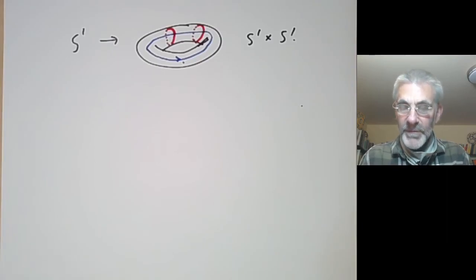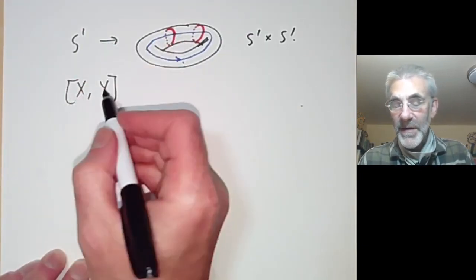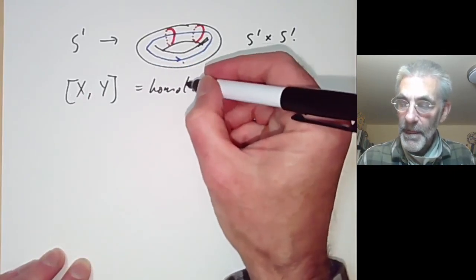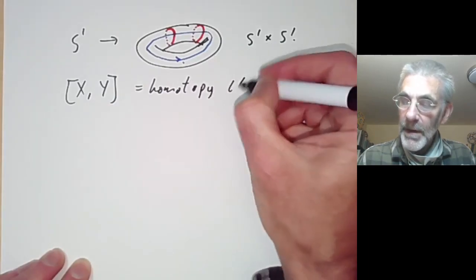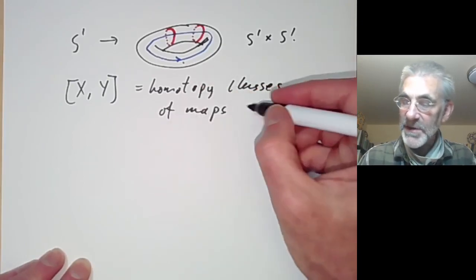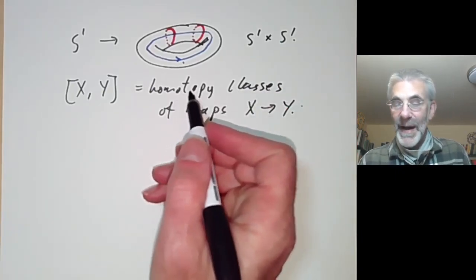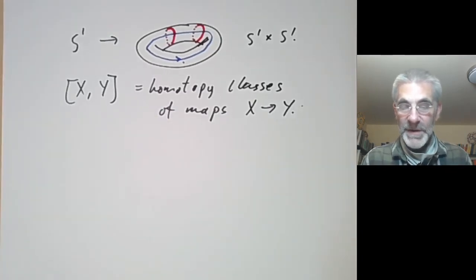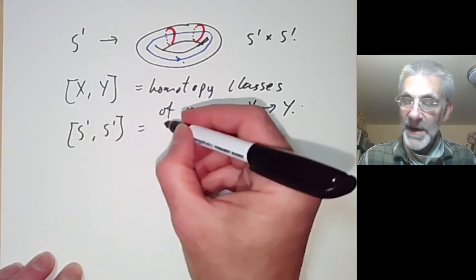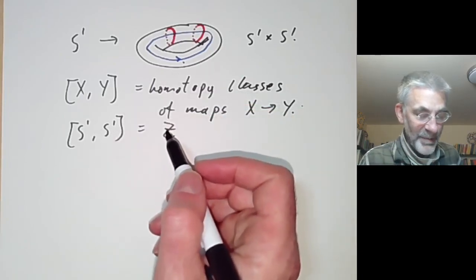So what we do is, if we've got two topological spaces X and Y, you sometimes write the bracket of X and Y as being homotopy classes of maps. Maps will almost always mean continuous maps from X to Y, where homotopy classes means two maps are considered the same if you can deform one into the other. For example, the homotopy classes of maps from S1 to itself just turns out to be, can be identified with the integers Z, because you can just take the winding number.